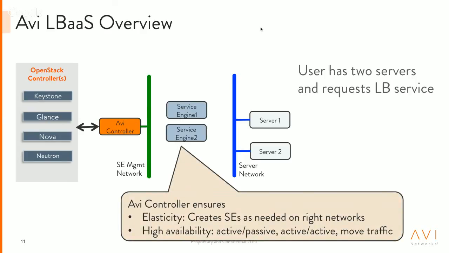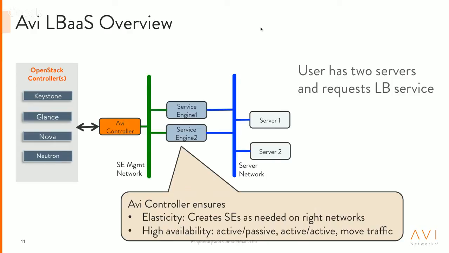It talks to Nova, creates these service engines, and uses the Nova and Neutron APIs to plug them into the right networks. In this case, we have one leg in the control management network so that the RE controller can talk to those. And then you have one leg in the server network so that it can send the traffic to the backend servers or receive the traffic.